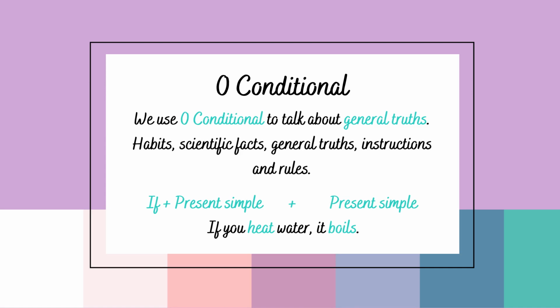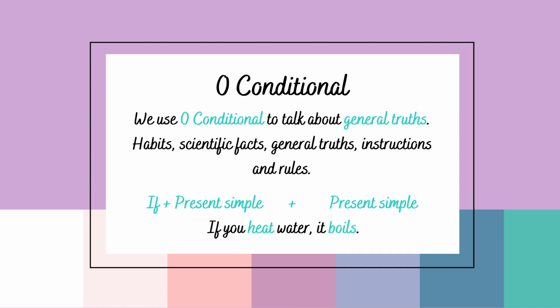In today's video, we are going to see the 4 different types of conditional structures in English. We will start with zero conditional. We use zero conditional to talk about things that almost always happen. They are general truths. They can be habits, scientific facts, general truths, instructions, and rules.